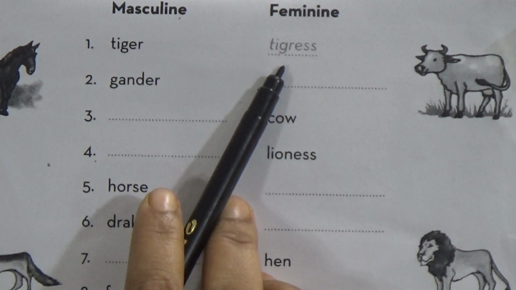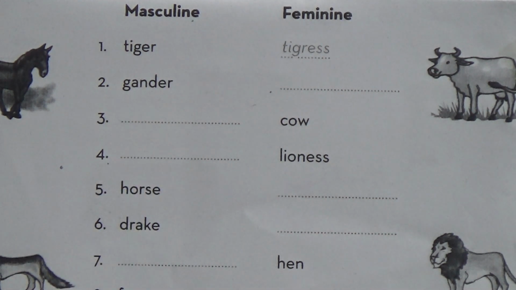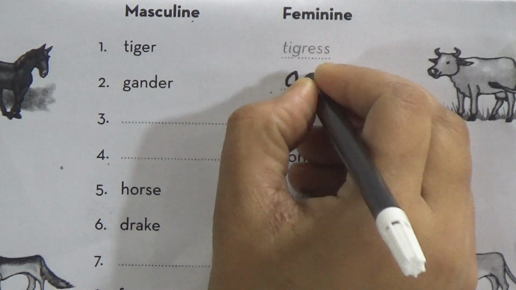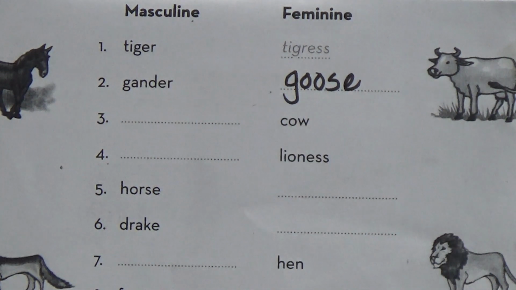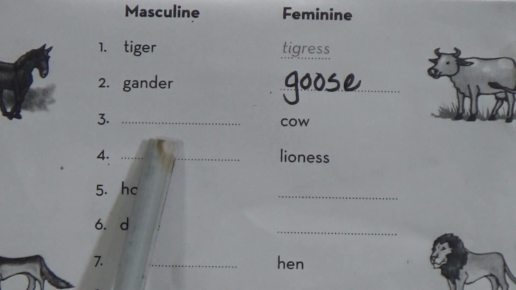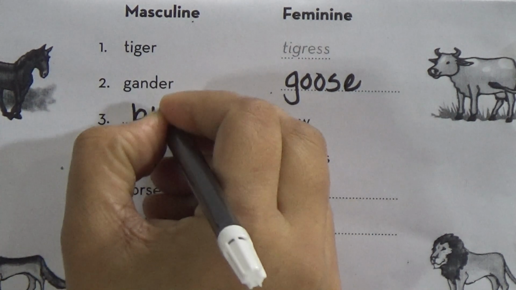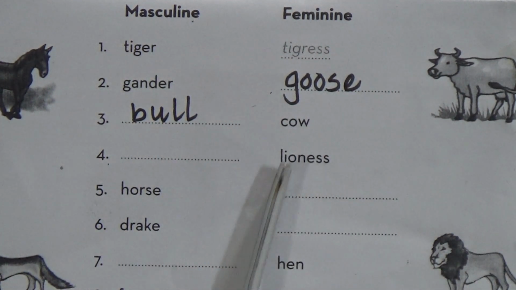Tiger. Tiger is a masculine noun and its feminine noun is tigress. Next, gander. Gander is a masculine word and its opposite is goose. So we will write goose, G-O-O-S-E. Number 3, there is a blank and cow. Cow is a feminine word. What is the masculine one? The masculine one is bull, B-U-L-L.